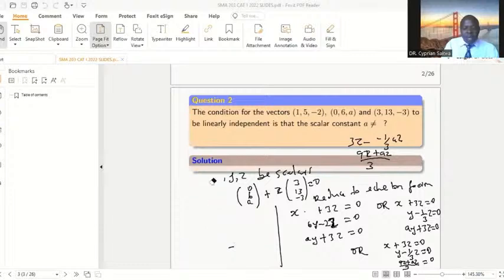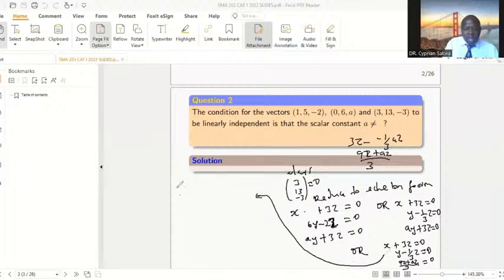I want to write that last equation here so that you can see it, because it's what we shall use to get the condition that we are asked to show. I'm just rewriting this. So I have x plus 3z is 0. The second one I had, y minus a third z is 0. This last one was 9z plus az out of 3 is 0.